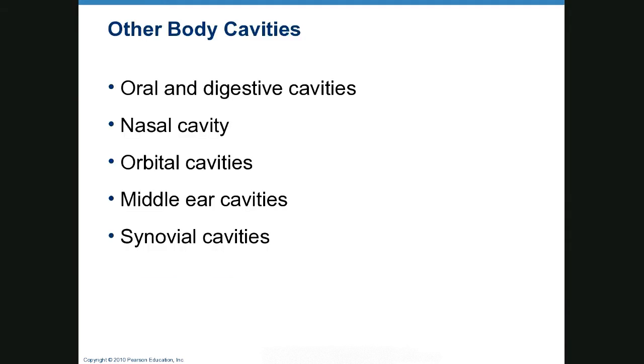And then we also have others, oral and digestive cavity. You basically have one cavity going from mouth to anus. Nasal cavity, up your nose, orbital cavities where your eyes hang out, ear cavities, and synovial cavities are for joints. Okay, that's all I have on this chapter.